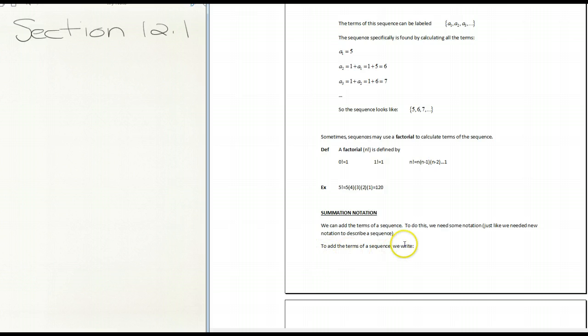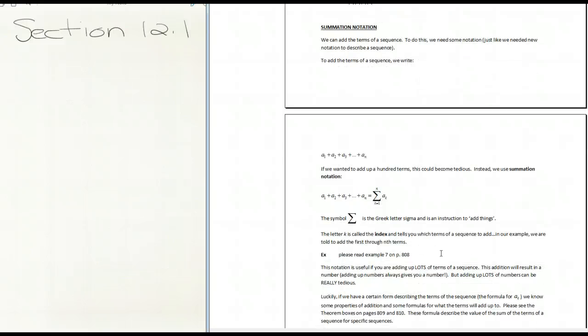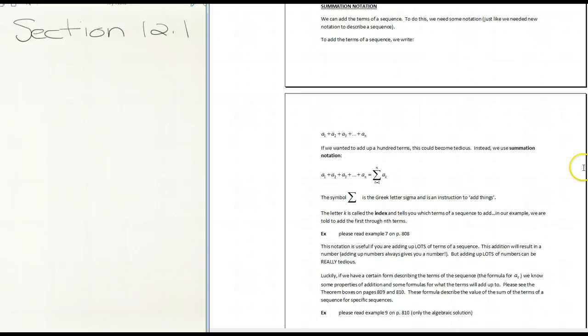So to add the terms of a sequence, we can do the following. We can write this. Okay, it looks a little scary. Don't get nervous. It's okay. So to add the terms of a sequence, we write first term plus second term plus third term plus on and on and on, plus however many terms you'd like to add of the sequence, right? The sequence may go on and on and on. You might just want to add the first n terms, let's say.